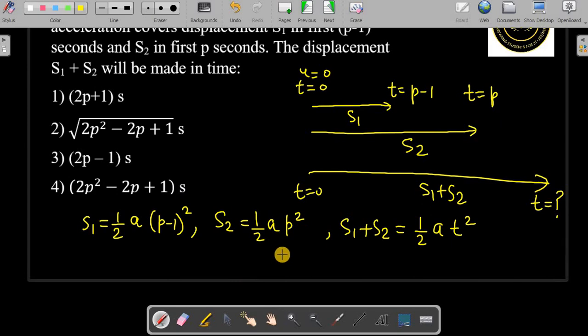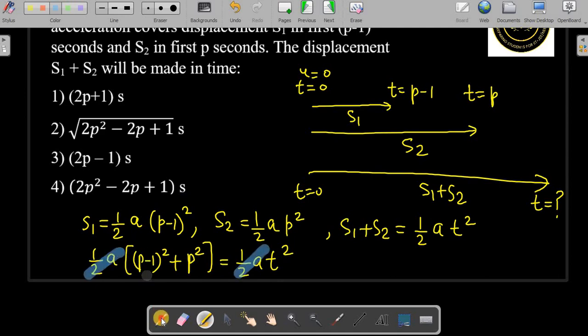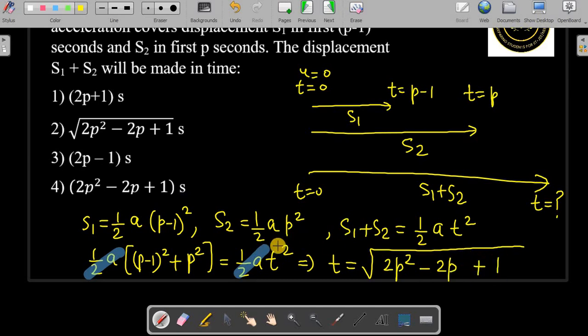Okay, now you substitute s1 plus s2. When you put s1 plus s2, half a will come common. So it will become p minus 1 whole square plus p square, and this will be half a t square. From here, half a got cancelled. So t will be calculated as under root that you simplify. When you open this up, p square plus p square will become 2p square, minus 2p will be there, and plus 1 will be there. So this much time it will take. So that is option number 2, right?